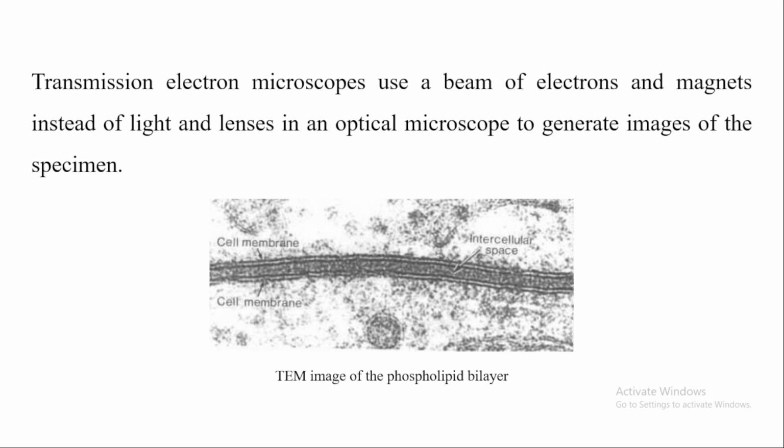Okay. So, here's a very popular TEM image of a phospholipid bilayer. This is how we first got to know that the plasma membrane is in fact a bilayer, a bilayer of phospholipids. You can see in this image clearly two different layers of membrane with the intracellular space between them. This was taken using a transmission electron microscope. Okay.